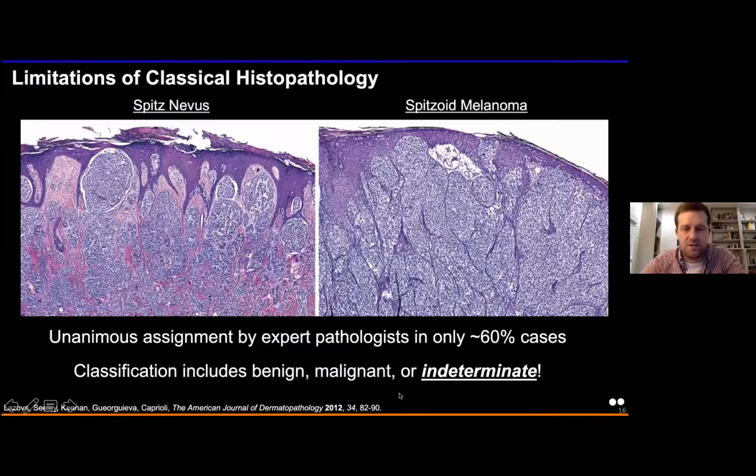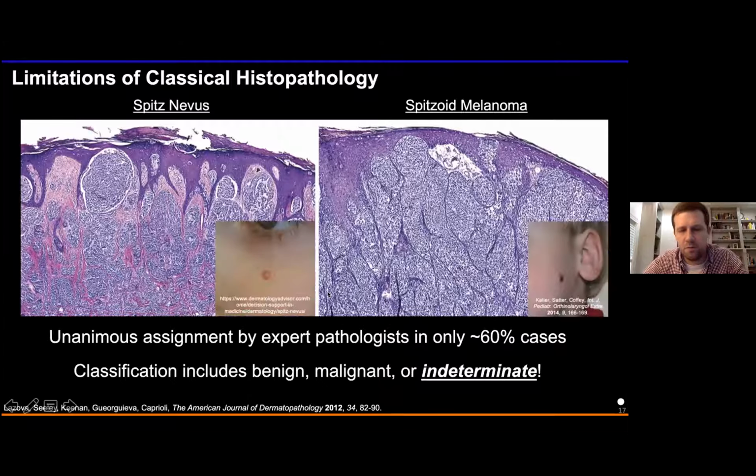Additionally, the classification in those 60% of cases includes benign, so Spitz nevi, malignant, so spitzoid melanoma, and then a large classification of indeterminate or intermediate classifications where they're unable to make a definitive call. This is really important because these lesions are especially abundant in children and present on the face. If we need to do a surgery to resect these on the face of a child, obviously it's important to get that call right. You don't want to subject a young child to unnecessary surgeries.